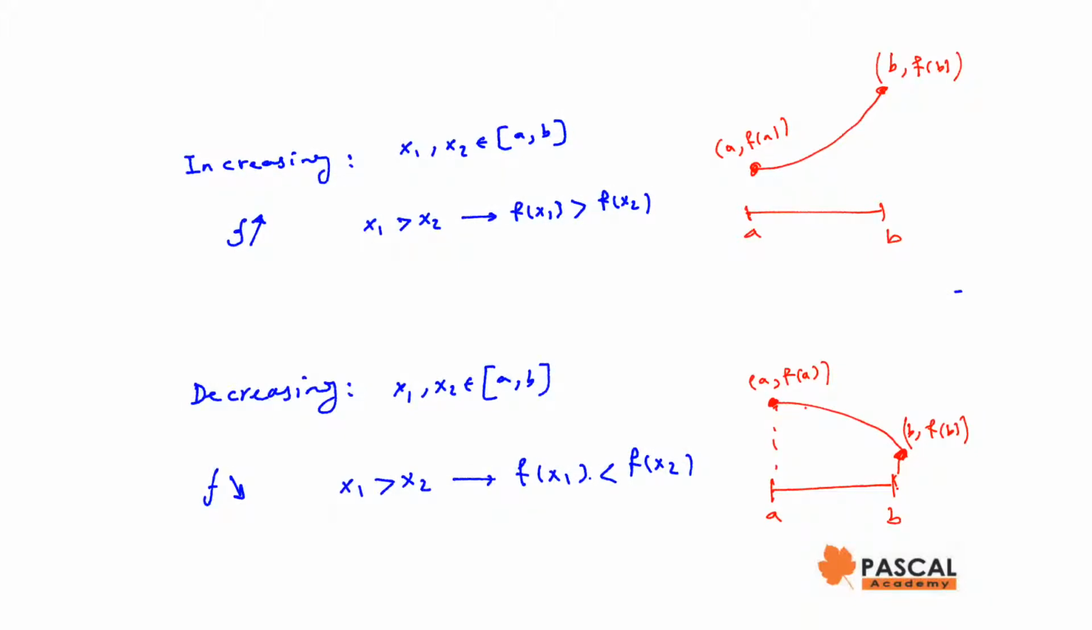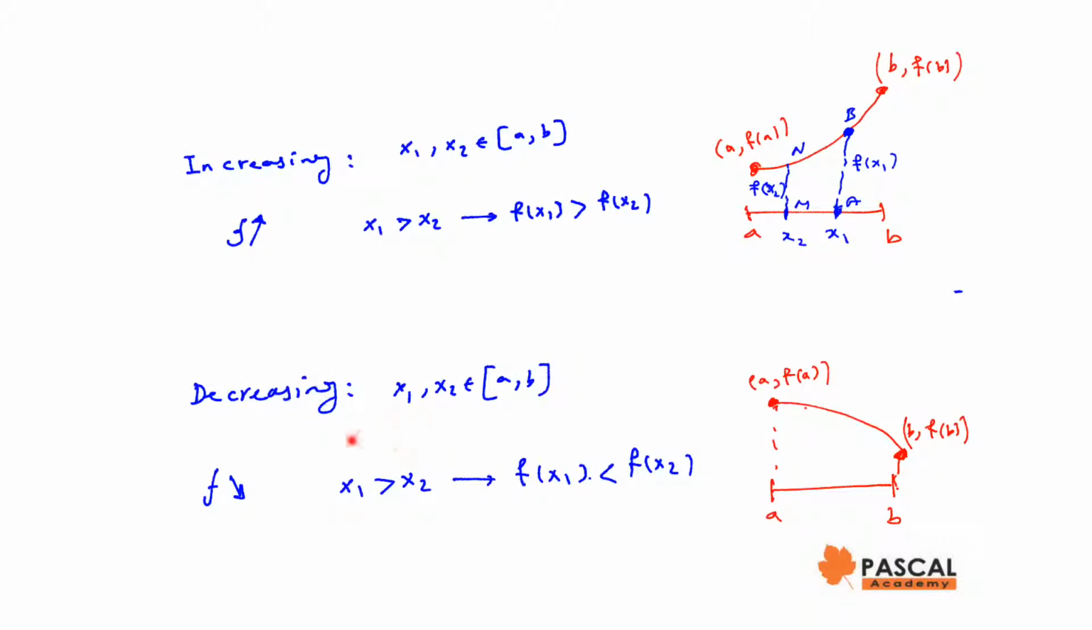Let's look at the geometric meaning of this definition. On interval AB, we choose two numbers, x1 and x2, x1 bigger than x2. If f of x1 is bigger than f of x2, then the function is increasing. In this diagram, the given function is increasing because when x1 is bigger than x2, the length of f of x1 is greater than the length of f of x2. This means when x moves from left to right on the given interval, f of x is moving upward.